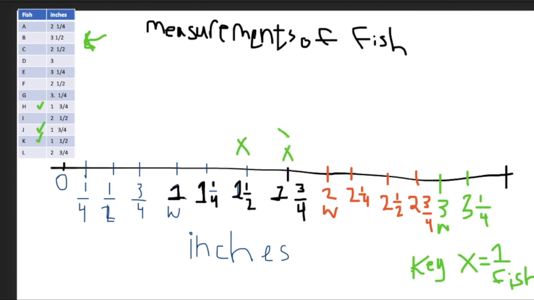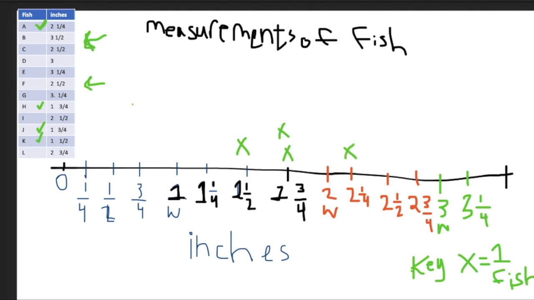1, 2. And I'm checking off to make sure that I have every single fish that we recorded their lengths in inches. Let's see how many fish were 2 inches. Let me look at my table. My table over here. Nope. Let's see how many were 2 and 1/4. 2 inches and 1/4. Well, fish A. So we're going to put an X over here.